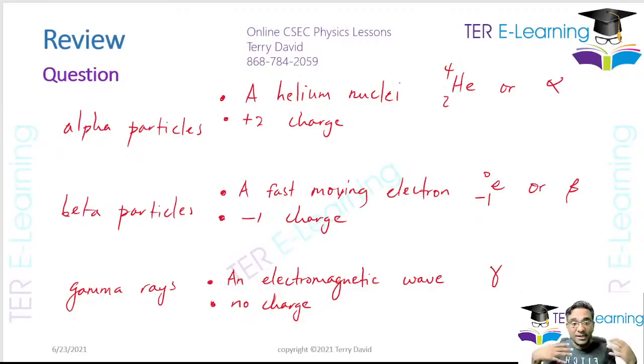So if you're standing right here and you have a gamma source in front of you, that gamma radiation is just going to pass through your body, right? Gamma radiation is very dangerous because it can pass through your body, which means it can impact the cells inside of your body. So these are some things you need to know about the three particles, right?